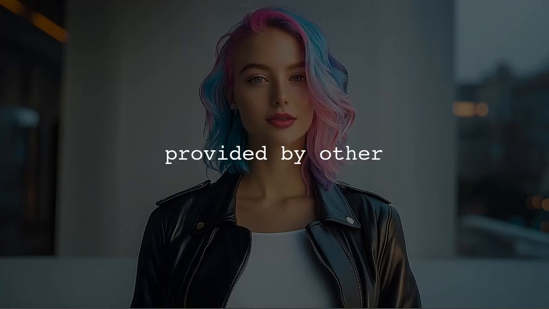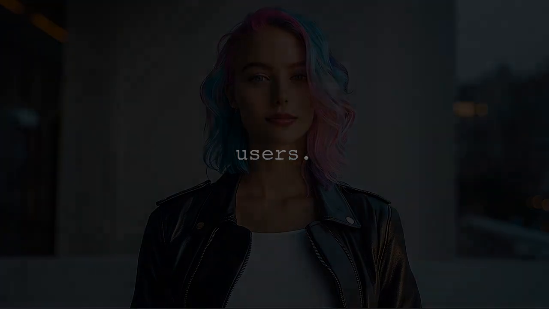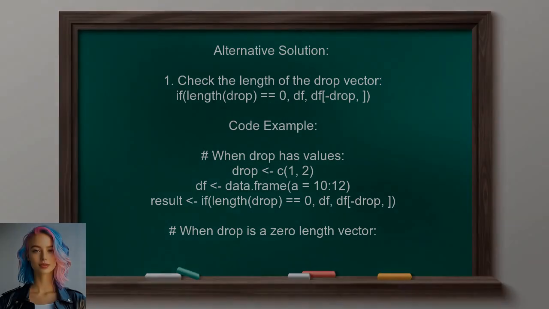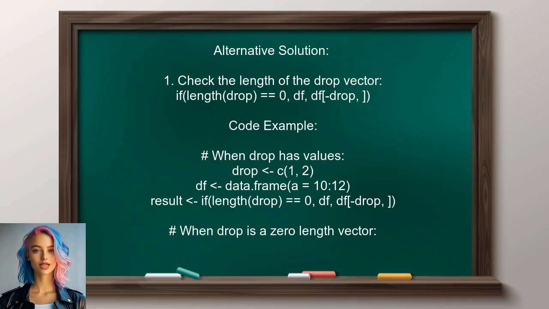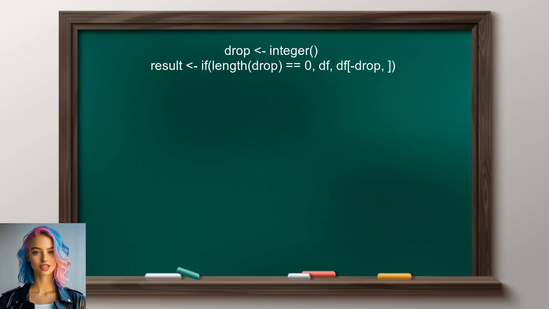Now, let's look at the answers provided by other users. An alternative solution provided by a user involves using a simple if statement to handle the zero-length vector case. They suggest checking the length of the drop vector. If it's zero, the original data frame is returned unchanged. Otherwise, the specified rows are removed.